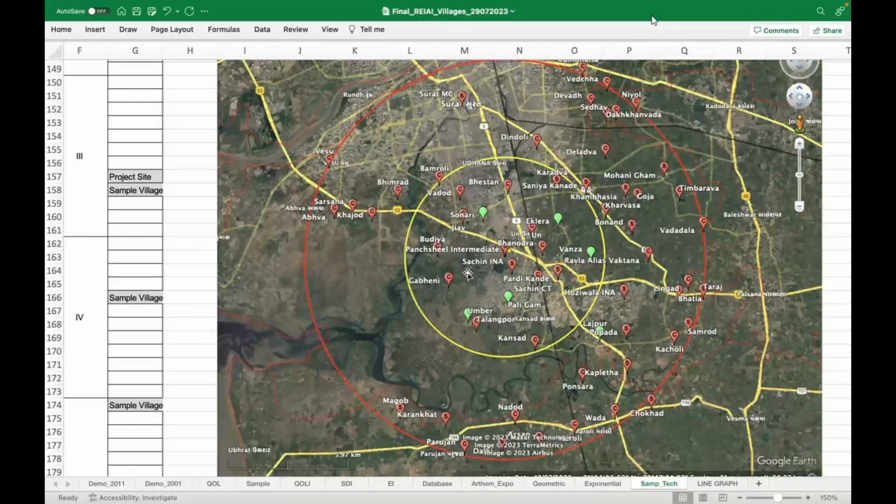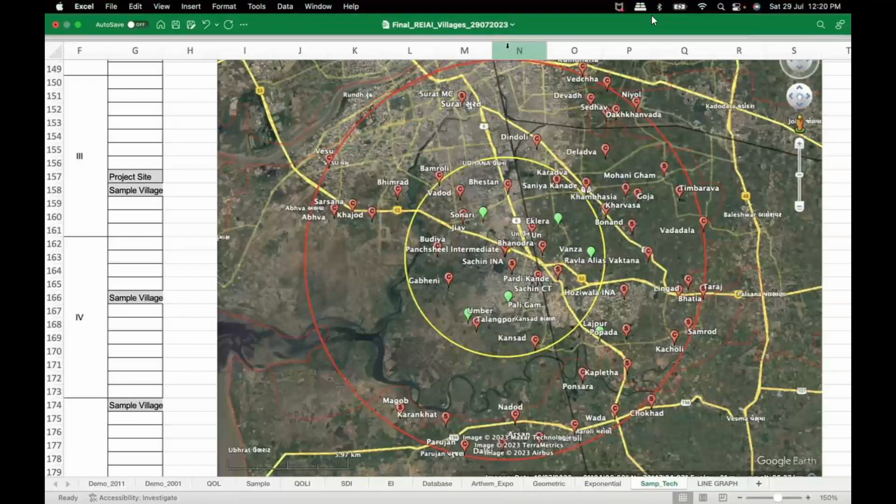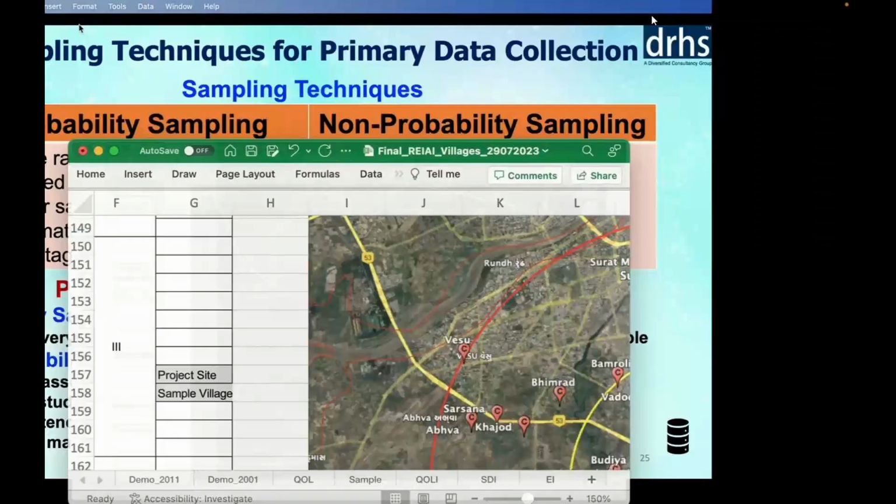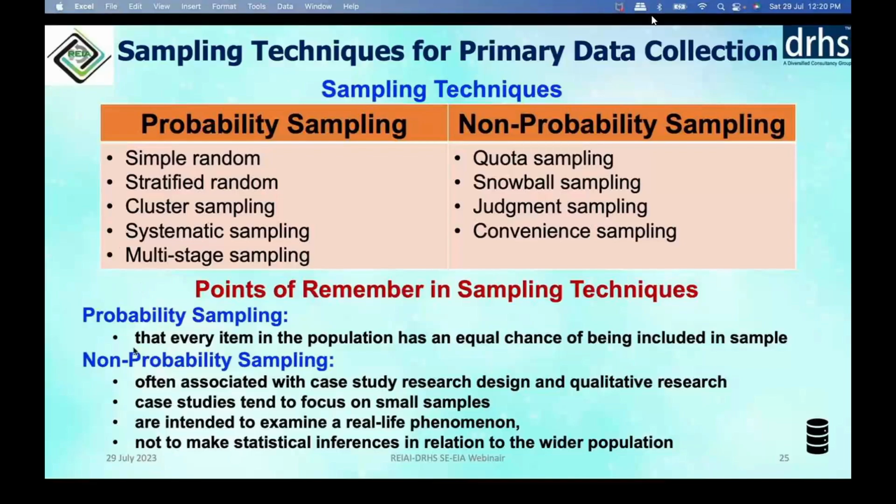Okay. Shall we move to the next topic? So you have seen how to collect the sampling. Remember the golden rule that every item in the population has an equal chance of being included in the sample. And the second golden rule is that we want to know the impact. So depending upon the project capacity and the items which you are exploring or making, you have to do the sampling. So this is one way of doing the sampling.